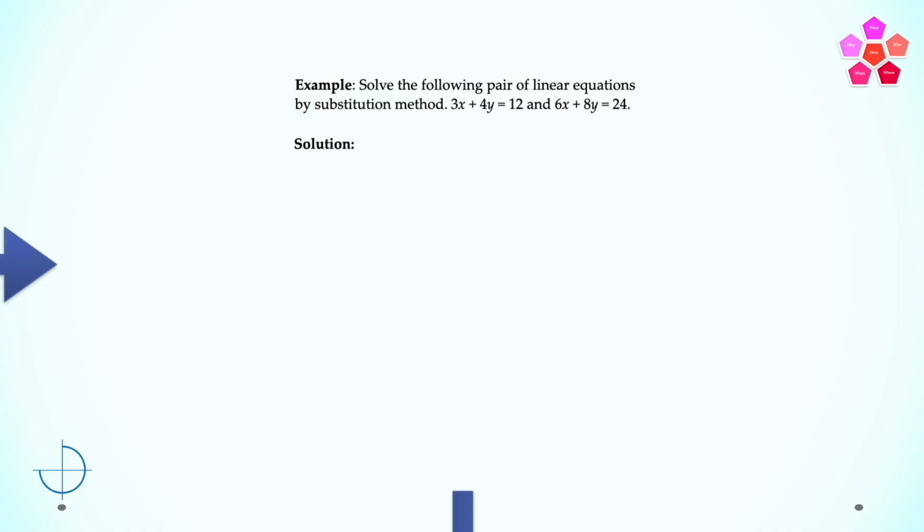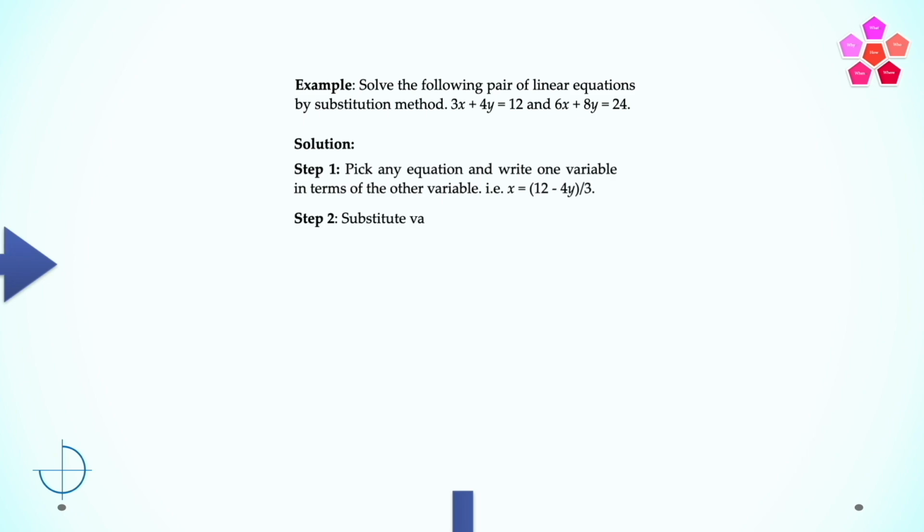The solution is, step 1. Pick any equation and write one variable in terms of the other variable, as we did for the previous example. That is, x is equal to (12 minus 4y) in parenthesis. Finally, the complete thing is divided by 3.